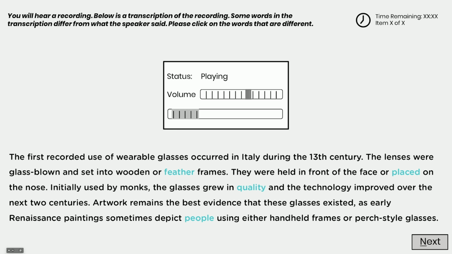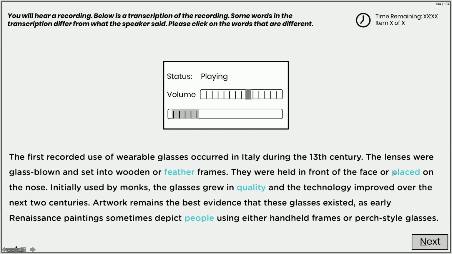Okay, how did you go clicking on those incorrect words? Let's have a look. So hopefully you clicked on the word feather because the speaker said leather. Hopefully you clicked on the word placed because the speaker said perched. Hopefully you clicked on the word quality because the speaker said popularity. And hopefully you clicked on the word people because the speaker said scholars.